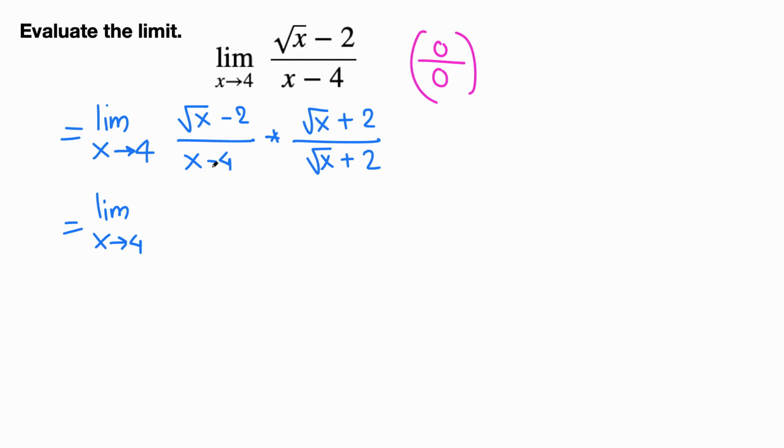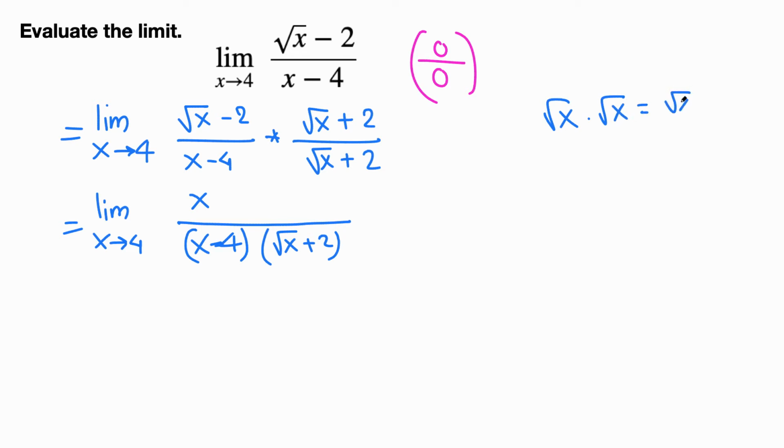So we multiply the tops and multiply the bottoms. There was no issue on the bottom, so we don't multiply, just keep writing x minus 4 and root x plus 2. Here we need to multiply. It's like FOIL. Root x times root x is just x, as we know root x squared is just x, because x is going to 4, so it's a positive number anyway. And root x times 2, then minus 2 root x, minus 2 times 2, minus 4.